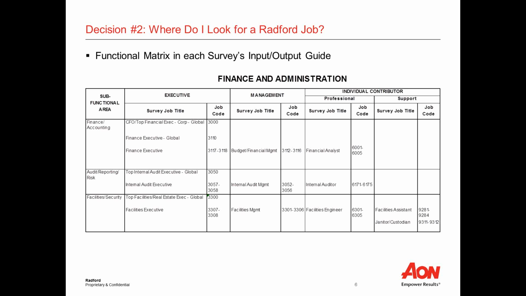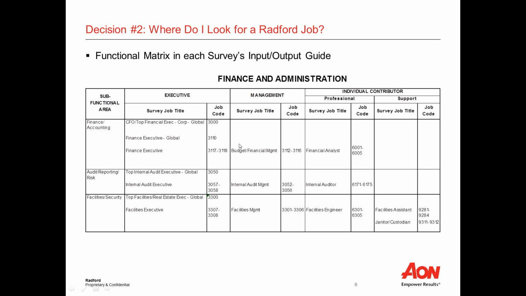Here we've got our functional matrix, and here we can see, as an example, where we have finance and administration. The finance and administration refers to the actual function, going back to our 4-step guide. Here we have our executive, management, individual contributors, or professional and support. And these are our 4 categories in which we need to assign an individual to. Having identified the function and the category, in some cases there are sub-functional areas, in other cases they are not.